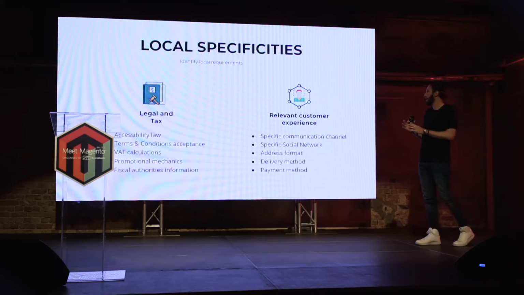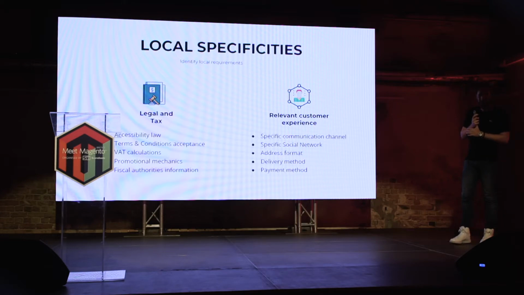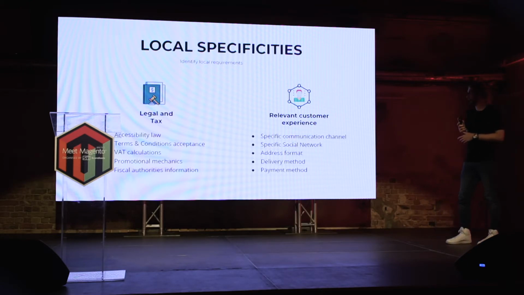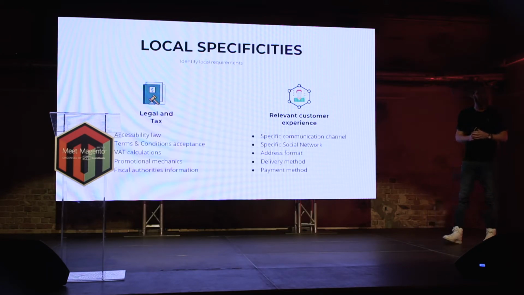So local specificities are divided in two kinds. So you have legal and tax. So for example, accessibility laws in more and more countries, such as Australia, Israel, you need to make your website readable for software for blind people. So this has a direct impact on the code base of your website. Then you have terms and condition acceptance. More and more after GDPR now, countries are focusing on being sure that you register the consent of your user in a proper way. VAT calculation as well.